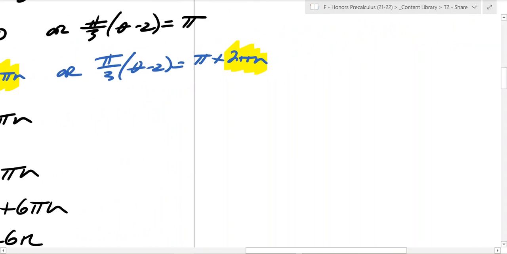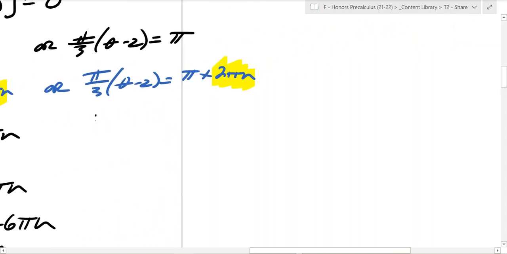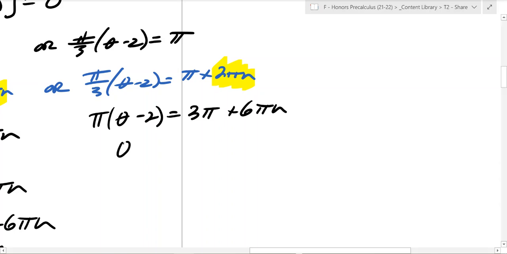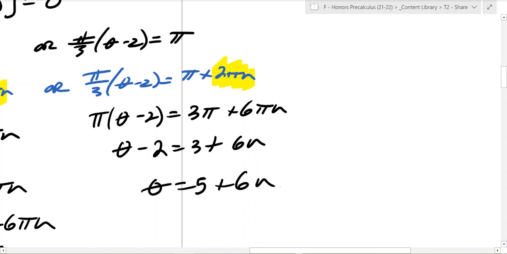And then over here, it's very similar. You end up, let's multiply by 3 first. You get pi times theta minus 2 is equal to 3 pi plus 6 pi n. And then I'm going to, let's say, divide by pi. So I get theta minus 2 is equal to 3 plus 6n, and then add 2 to both sides. So you get theta is equal to 5 plus 6n.